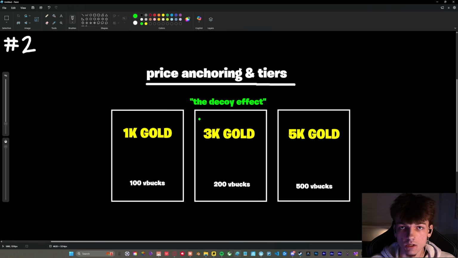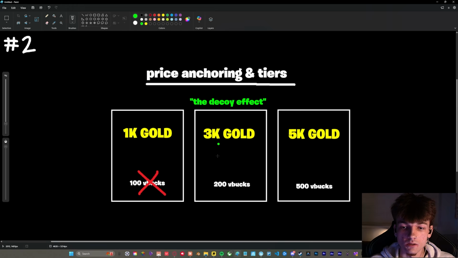The next thing that I want to talk about is something called the decoy effect, and it takes the core principle of having a spectrum. You can see here that there's 1,000 gold, 3,000 gold, and 5,000 gold. These 3 pricing options give a variety for the viewer to think about. What's special about the decoy effect is there is the low spend option, which only offers 100 V-Bucks for 1,000 gold, right? We don't want people buying this low spend option because it's the cheapest and it's only 100 V-Bucks.